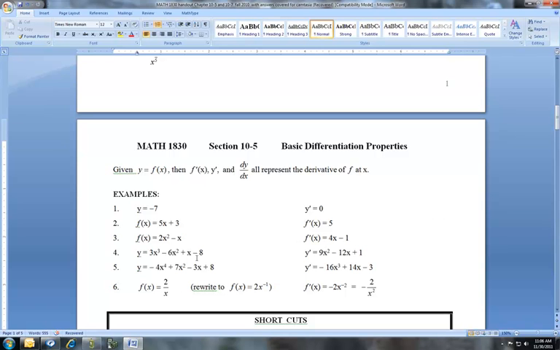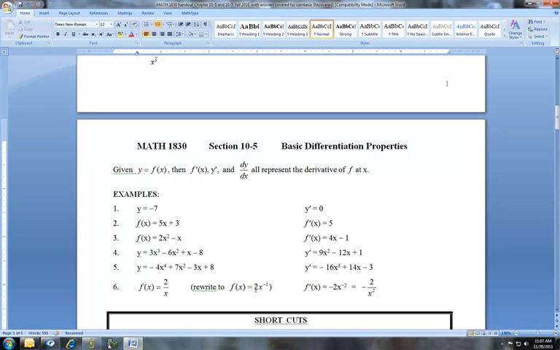Now, the reason in the last video I had you rewrite this is that it has to be in a special form. You have to have coefficient times variable raised to exponent. Once it's rewritten, then you can apply this rule, which we'll see here in just a second. But I'm going to do my f prime of x.